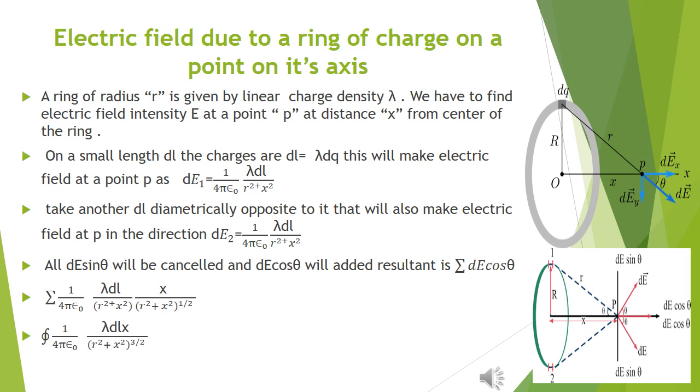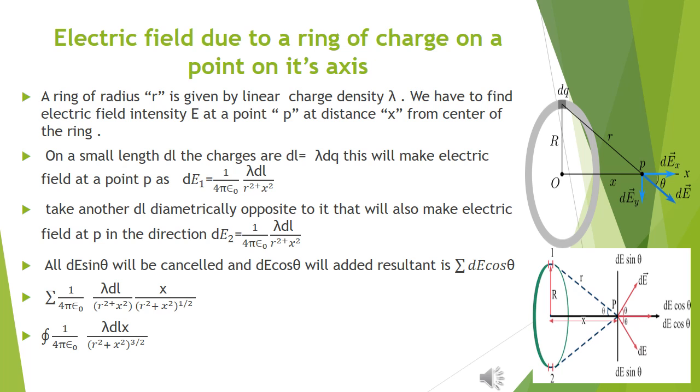So what is the direction of this electric field? The direction of this electric field is along the line joining the two. Now, if I take another dl which is diametrically opposite, which is dE2, again the hypotenuse is under root r square plus x square. So the value of electric field dE2 is 1 upon 4 pi epsilon naught lambda dl upon r square plus x square. Now we see the magnitudes are the same for both but the directions are opposite.